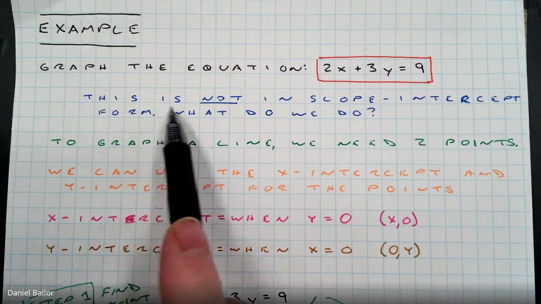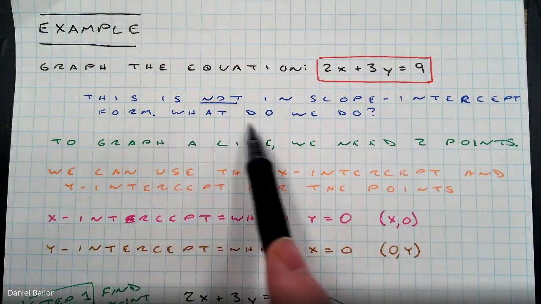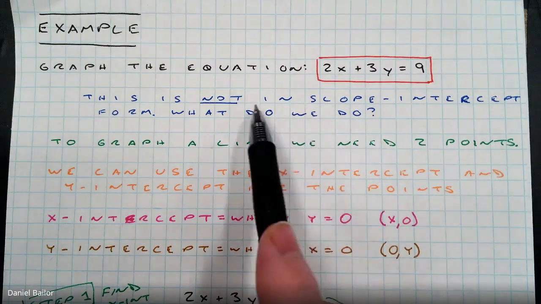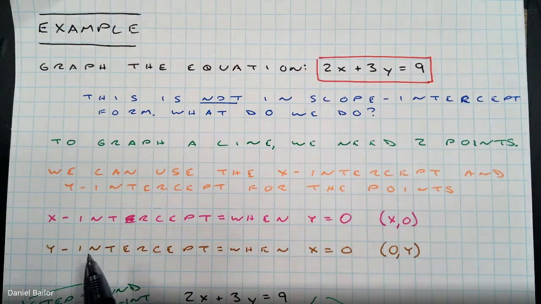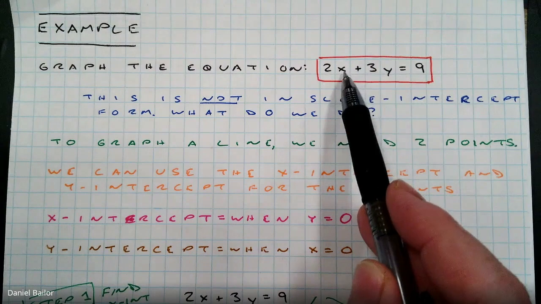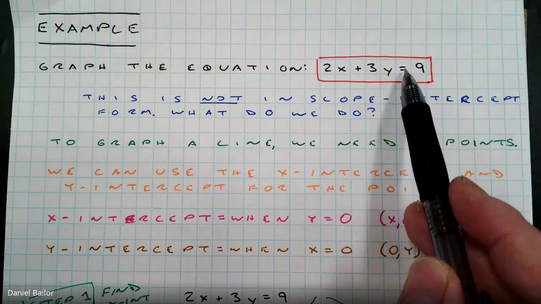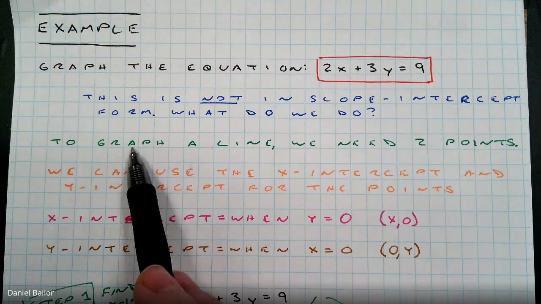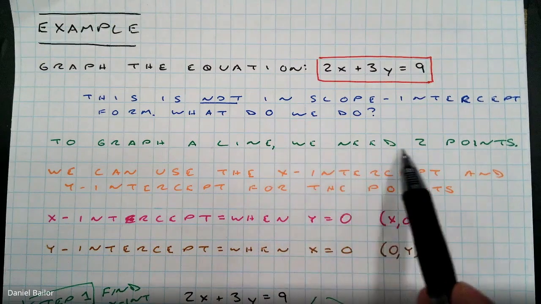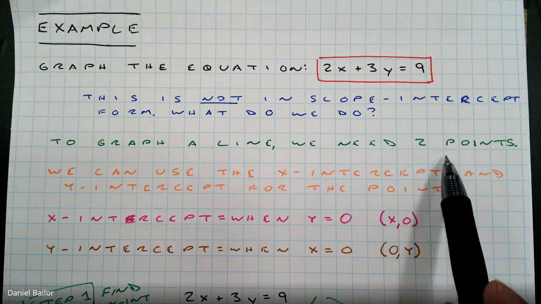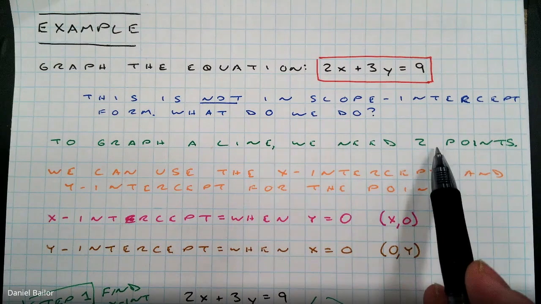But this is not in slope-intercept form. What do we do? In lesson 18, you learned how to graph with slope-intercept, but this is not slope-intercept. Well, I know that we are graphing a line. This is a linear equation because the variables have only a 1 or a 0 as an exponent. So this is linear. And to graph a line, we need 2 points. Remember, that's how we graphed with slope-intercept. You found the intercept, you follow the slope rule to make another point, and then you connected the points. So a line needs 2 points.